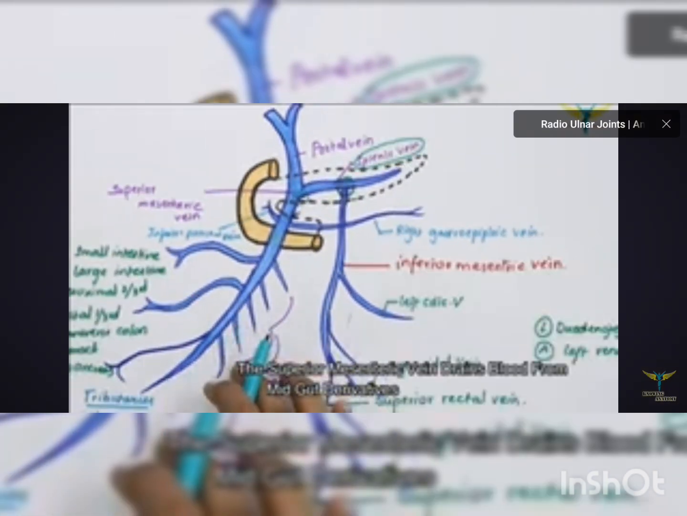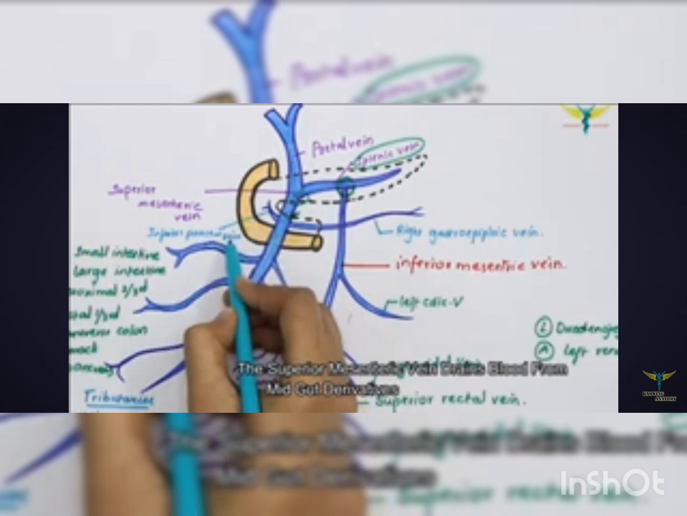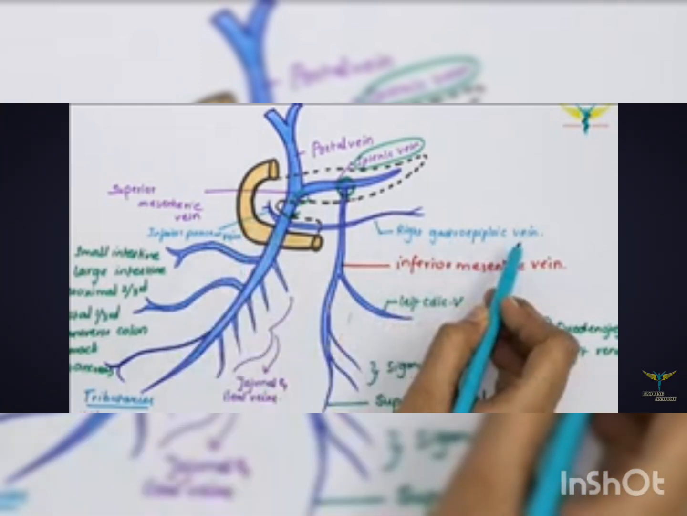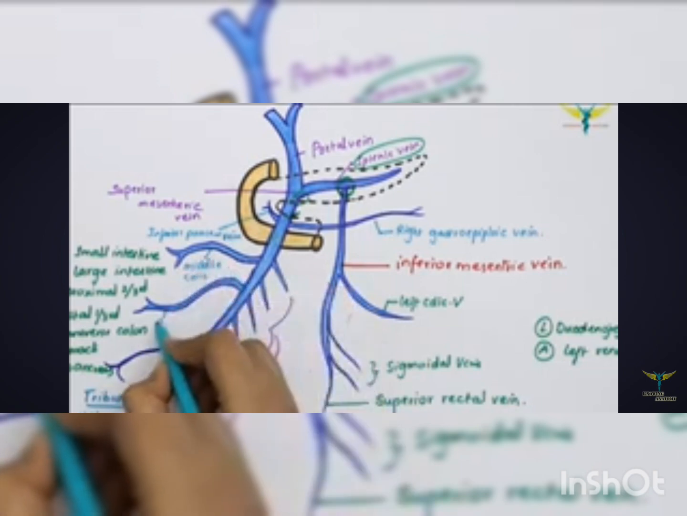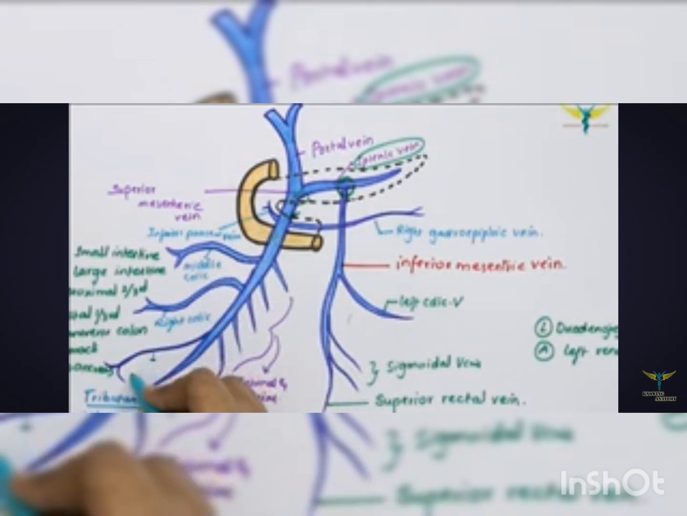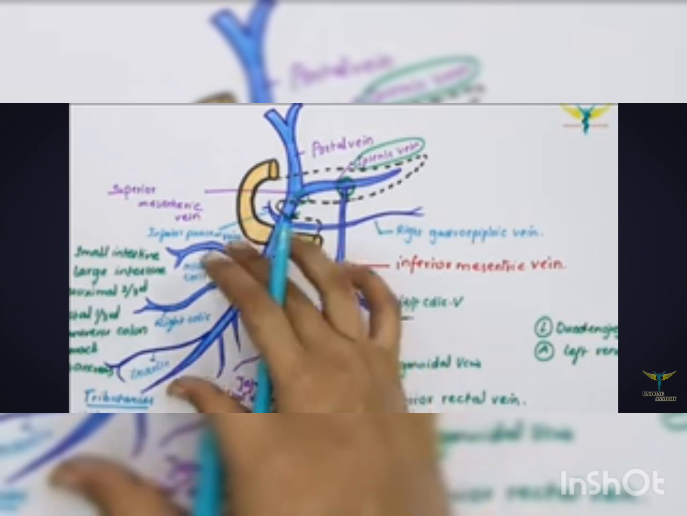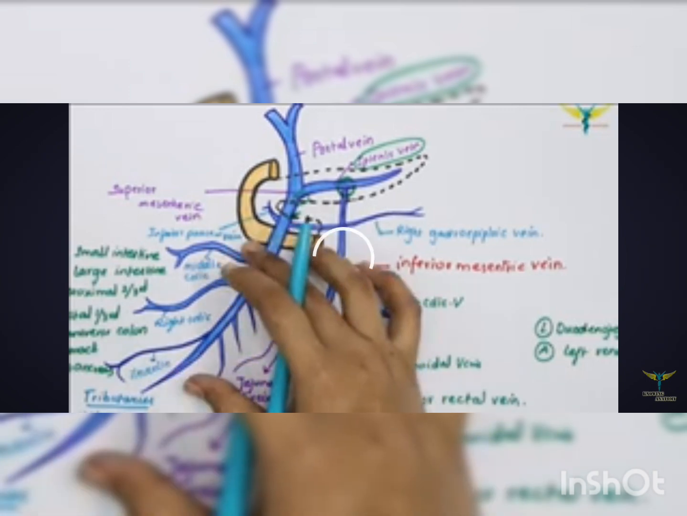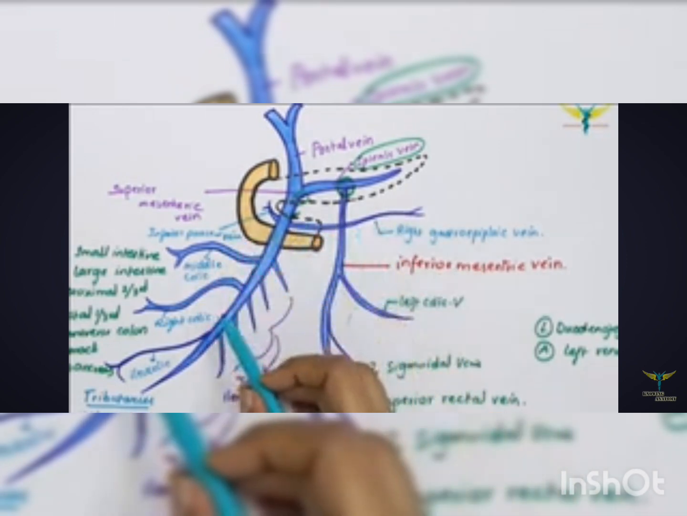So the branches of the superior mesenteric vein: this is the inferior pancreaticoduodenal vein, the right gastroepiploic vein, this is the middle colic vein, the right colic, the ileocolic, and these are the jejunal and ileal veins. These branches correspond to the branches of the superior mesenteric artery.